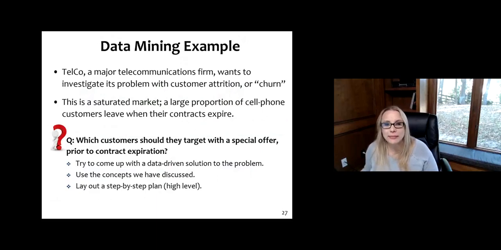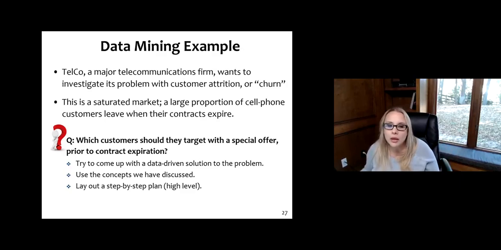So an example of a data mining project would be our telco data set. It's a major telecommunications firm. They want to investigate a problem with customer attrition or churn in a saturated market. A large portion of cell phone customers leave when their contracts expire. So the question that the business has is, which customers should they target with a special offer prior to contract expiration?